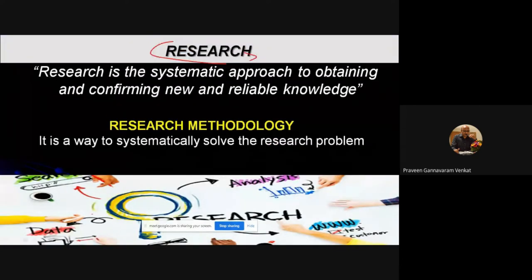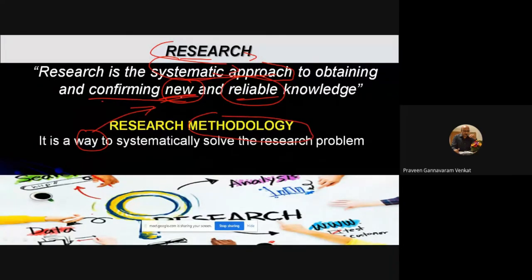So what is the definition of research? It is a systematic approach in any field, either in science, technology, or medicine, to obtain and confirm new or reliable knowledge. Methodology is the way to achieve this reliable knowledge, the way to achieve the objectives. Our objectives must be fulfilled based on our research methodology. So a proper research methodology should be framed when we are looking for a PhD program from a university.